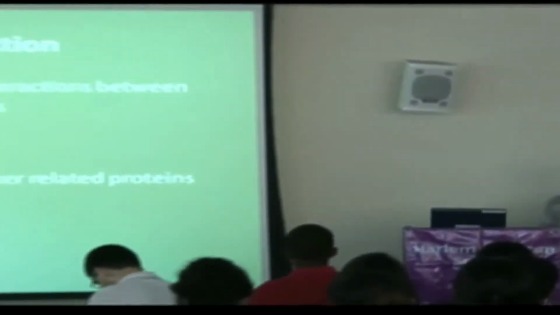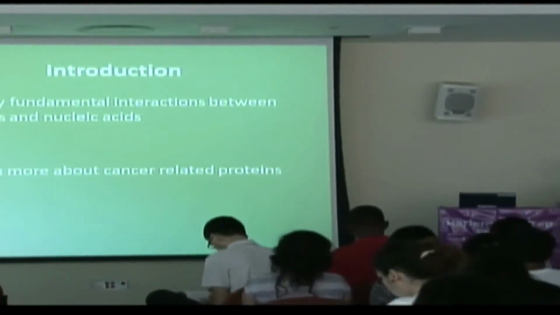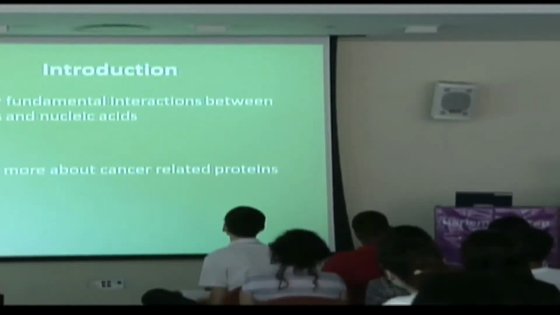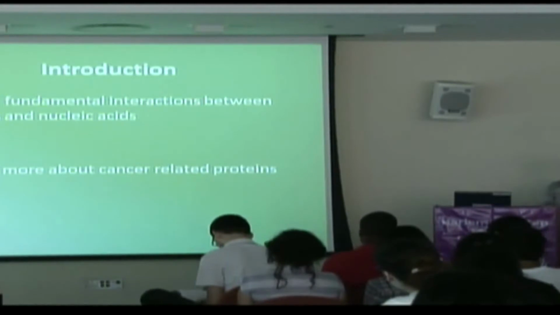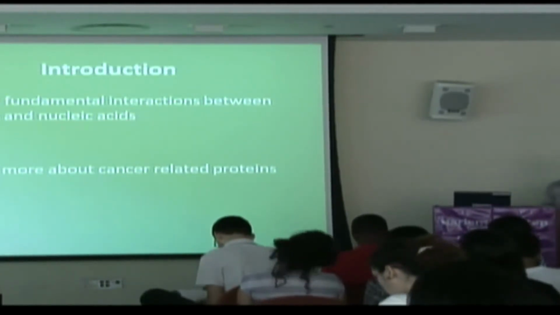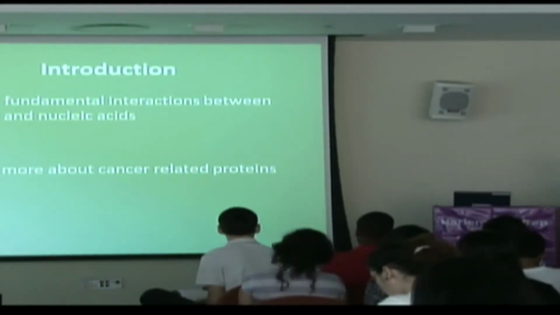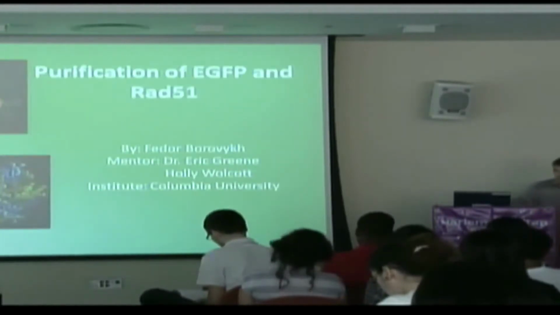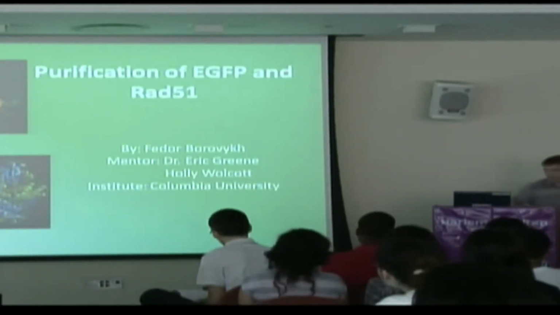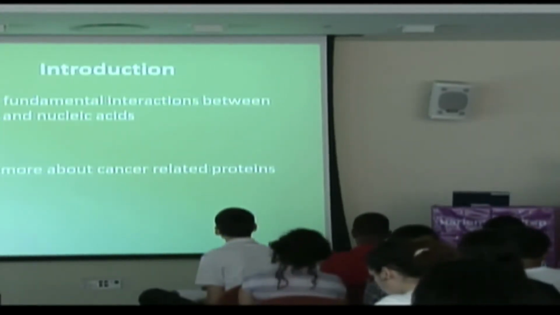All right. So the goal of the lab where I work, which is the Green Lab at Columbia University, is to study fundamental interactions between protein and nucleic acids and to learn more about cancer-related proteins. And actually, brovykh 2.1, the picture on the bottom there, is very important when it comes to cancer research.